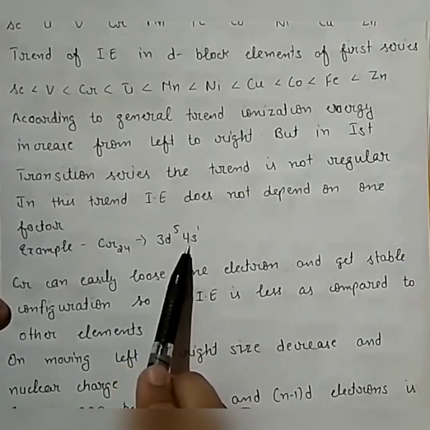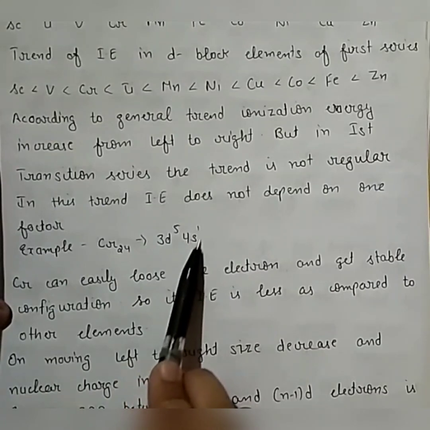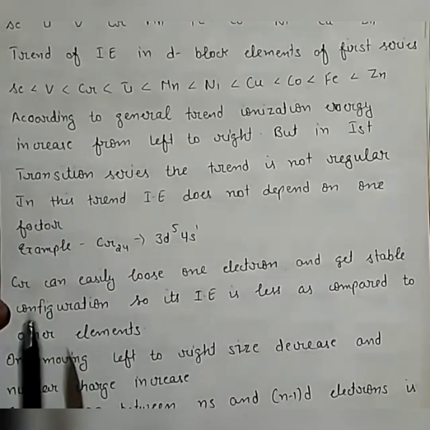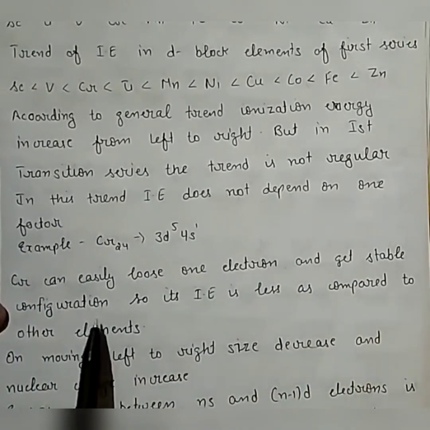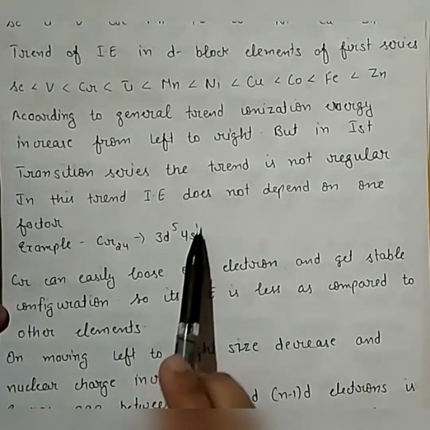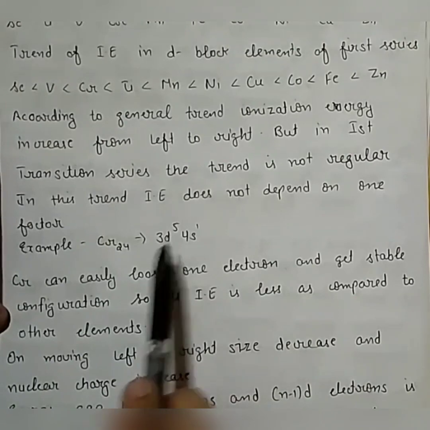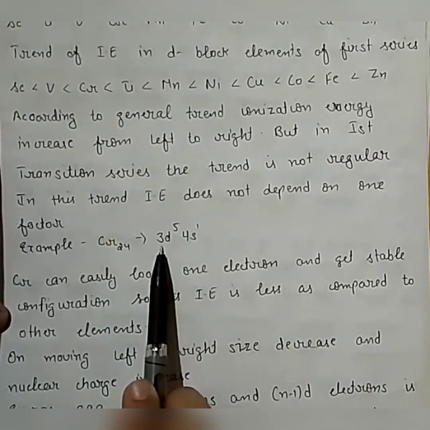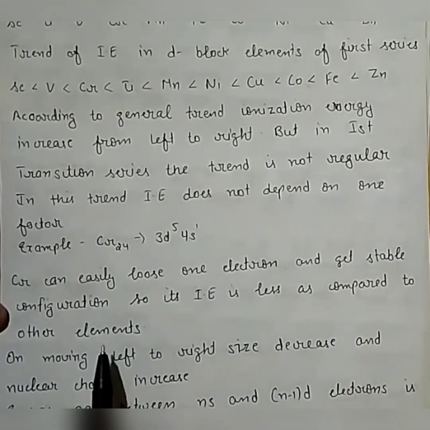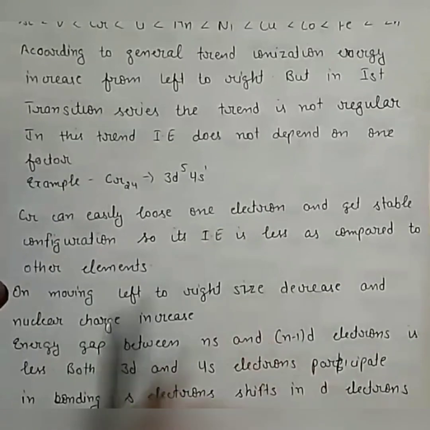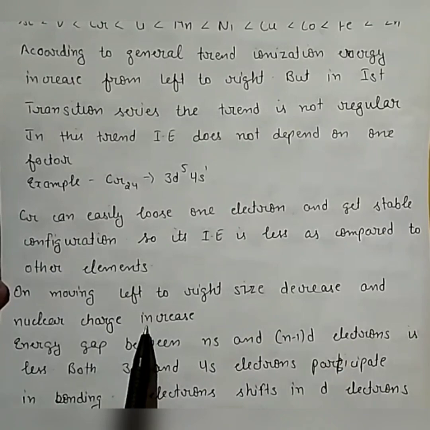Configuration of chromium is 3d5 4s1. This is half filled s electrons. Chromium can easily lose one electron and get a stable configuration. Chromium removes this electron and gets the stable configuration, which is 3d5. The ionization energy is less as compared to other elements. On moving left to right, size decreases and nuclear charge increases.